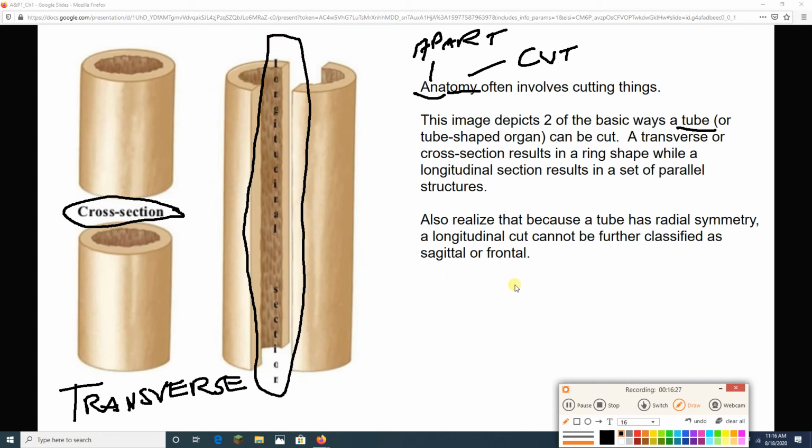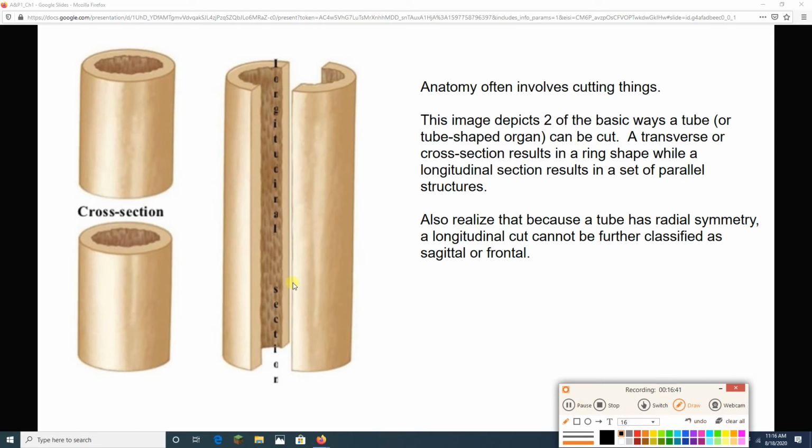Now, I want you to notice the word section here. Slices are often called sections. Because when we look at a tube, once you cut it as a longitudinal section, you can't really describe that any further, but we're about to meet a pair of terms that are going to apply to the human body.